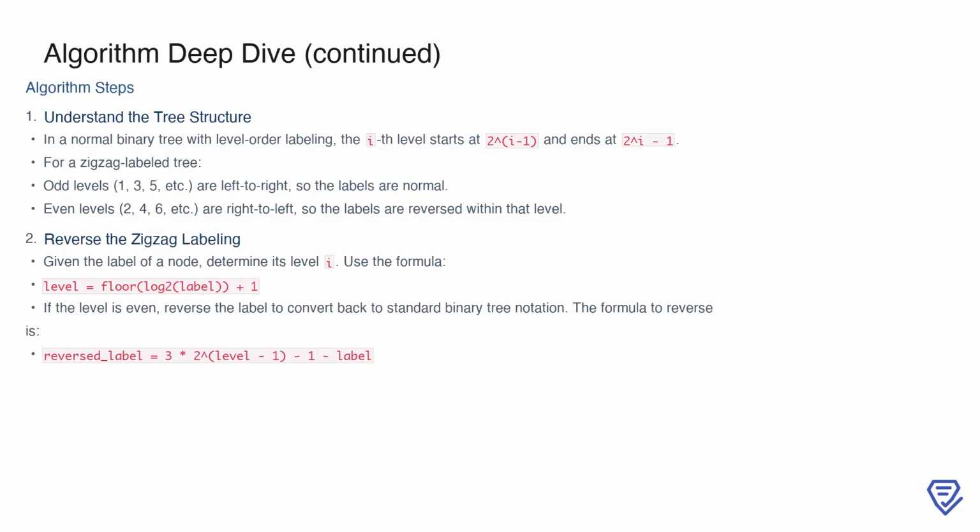The solution begins by reversing this zigzag labeling to match the standard binary tree structure. To do this, we first determine the node's level using the formula level equals the floor of the base 2 logarithm of the label, plus 1. If the level is even, we reverse the label to its normal binary tree equivalent using the formula 3 times 2 raised to the power of level - 1 minus the given label.